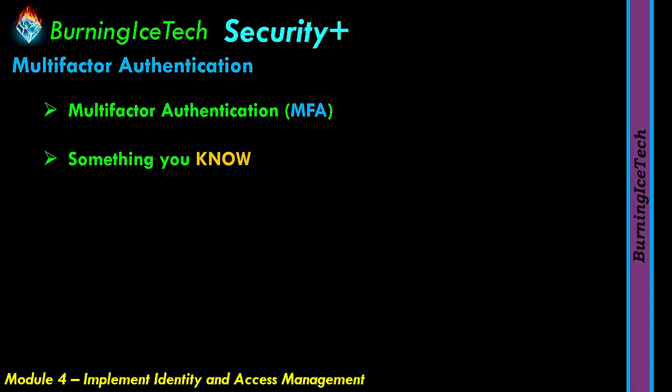Something you know is normally something like a password most commonly, but this could potentially also be something like a PIN, it could be a phrase, or a password phrase. So this is a category or it's a factor.